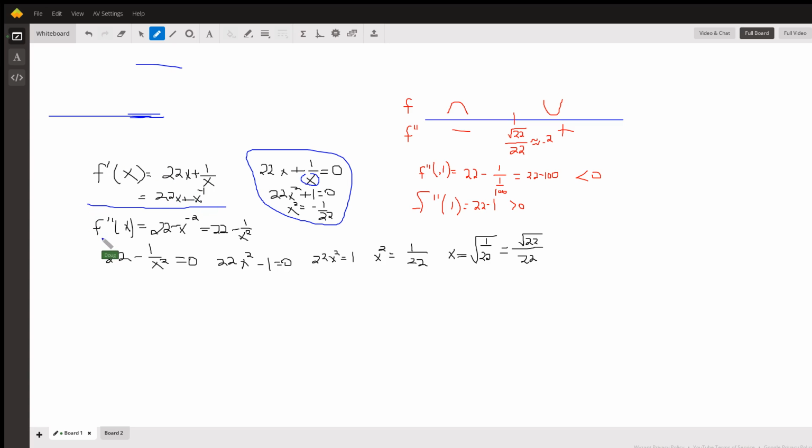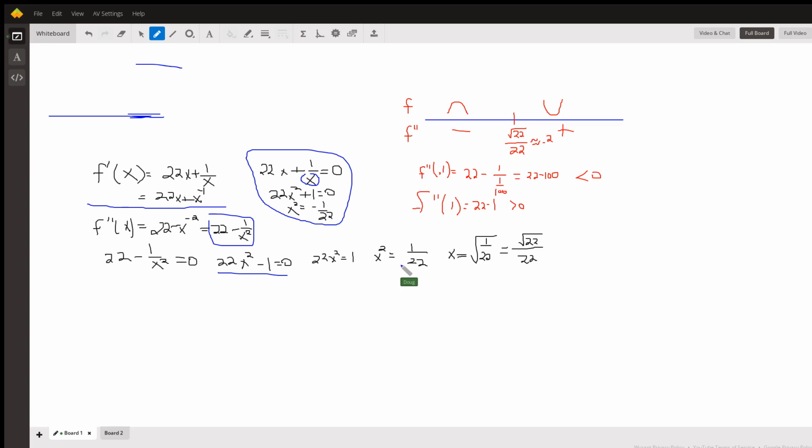The second derivative is 22 minus x to the minus 2. There's the formula for the second derivative. To find any potential points of inflection, we want to set the second derivative equal to 0, solve for x. So if I multiply every term by x squared, this is what I get.